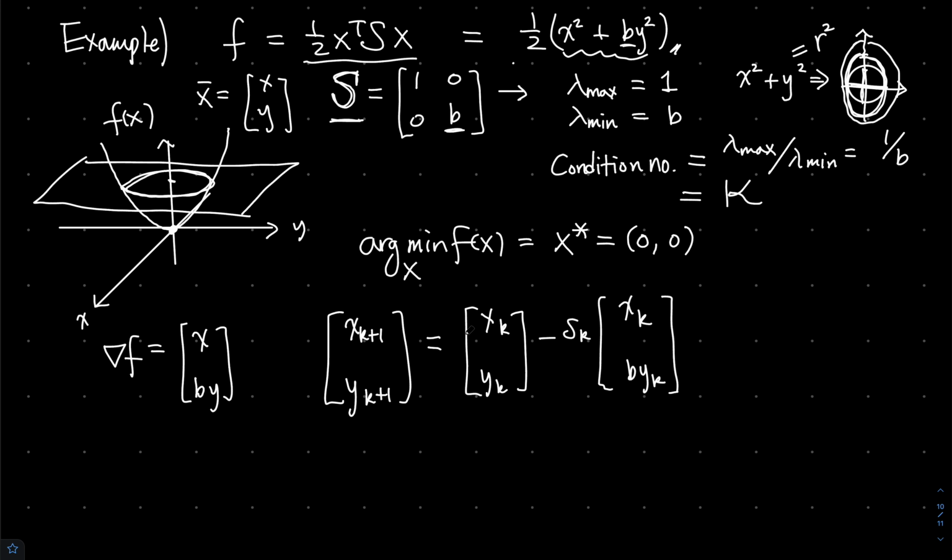Now we have to insert values for xk and yk. Why don't we start at (b, 1)? This is an example, and this value has been set for illustrative purposes, so let's just assume that we start at (b, 1). Then we get (b minus skb, 1 minus skb).